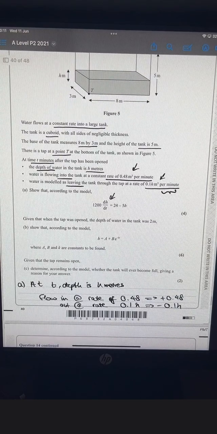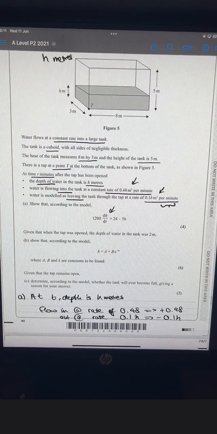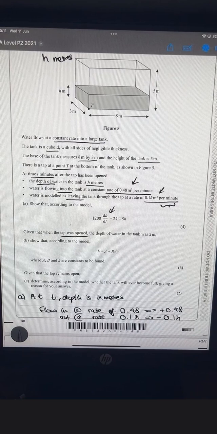6 marks. Okay. Given that when the tap was open, so this is at t equals 0, I think, the depth of water in the tank was 2 meters. So h is equal to 2. Let me just see. Is that what I put on my notes? Yeah, awesome. Cool. Show that according to the model, h is equal to something where a, b, and k are constants to be found. All right, so I need to find a, b, and k.